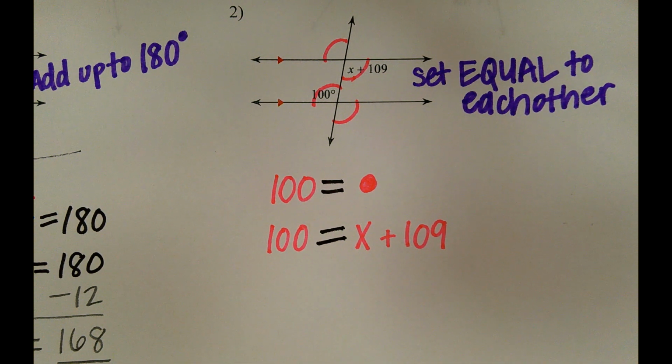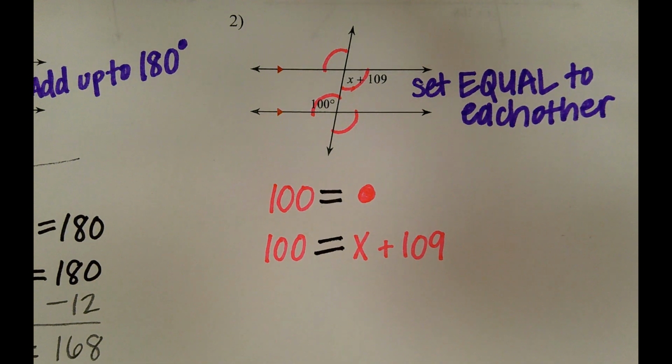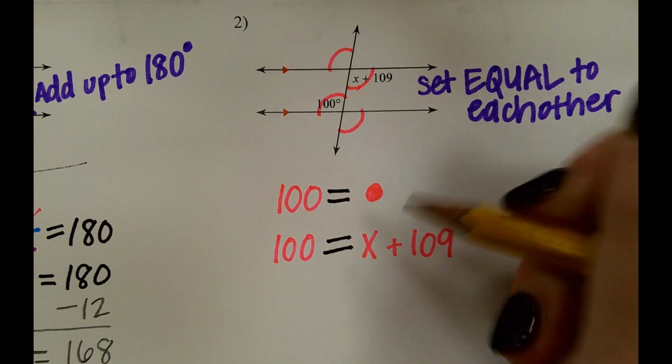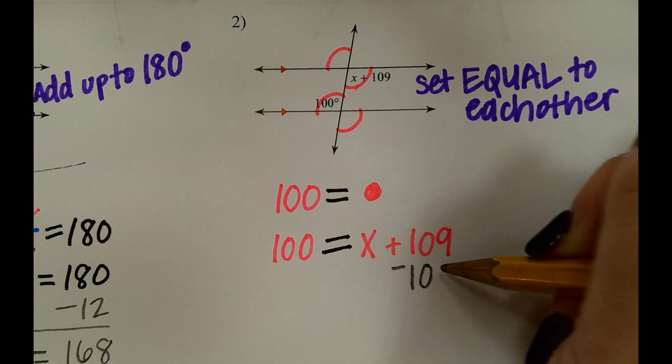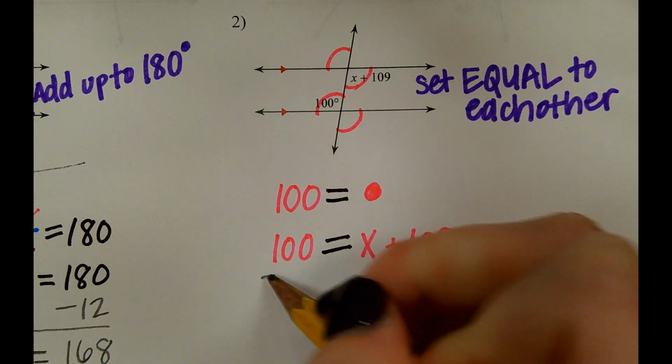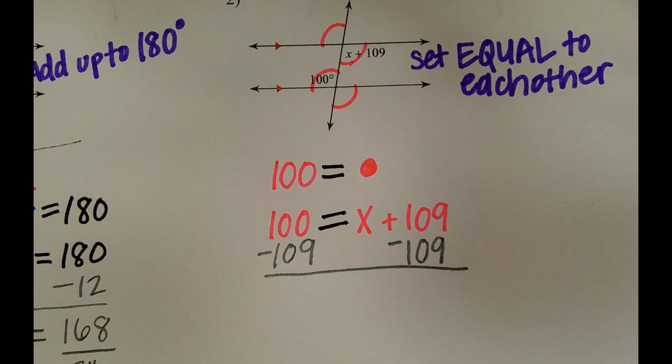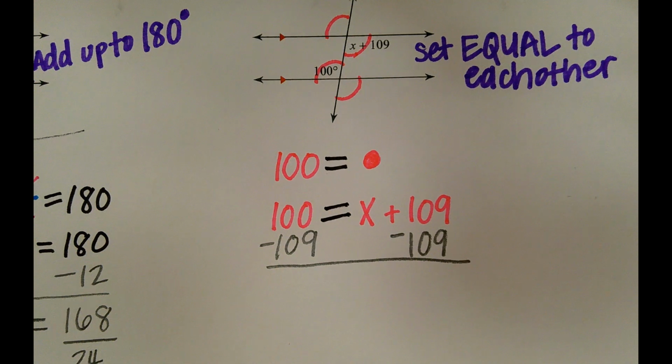Okay. So subtract 109 from 100? Yes. We want to get x by itself. That's our goal, is to solve for x. So to do that, we got to get rid of the plus 109, so we'll do minus 109 on both sides. Minus 109. We'll draw a line to separate the steps.